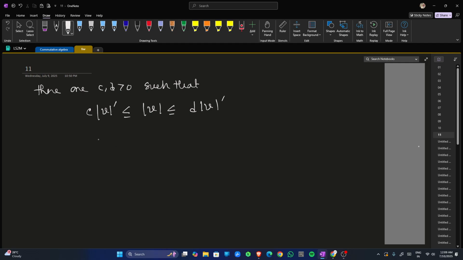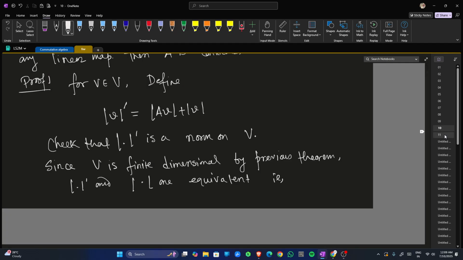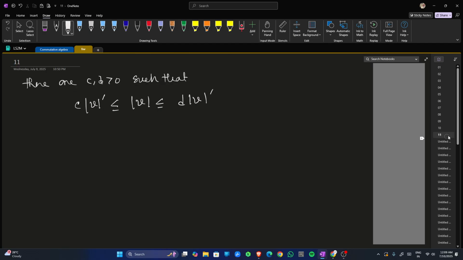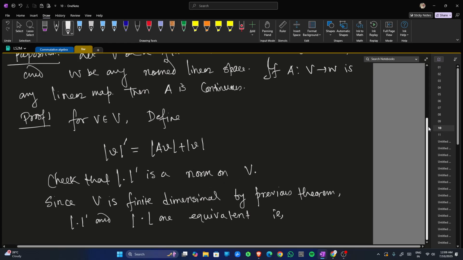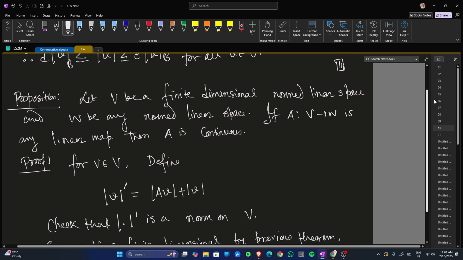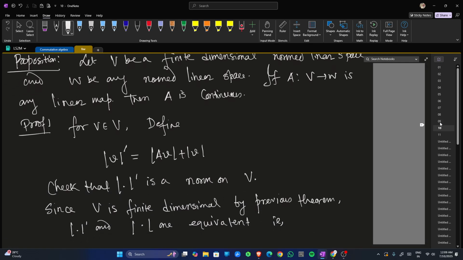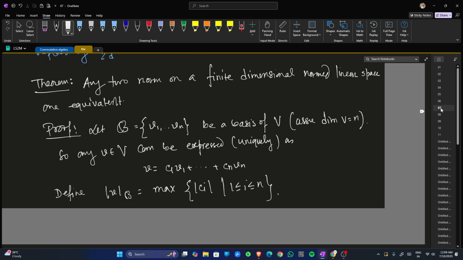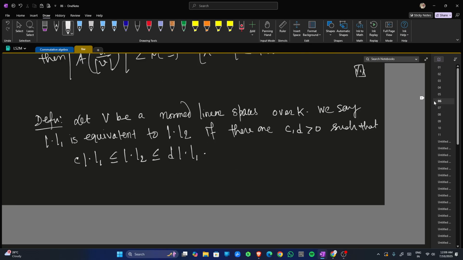Okay, so let's see which side works. That theorem is an if and only if theorem. We have learned that if there exist such C and D, then the norms are equivalent. But if the norms are equivalent, then there exist such C and D. This is the definition, right?